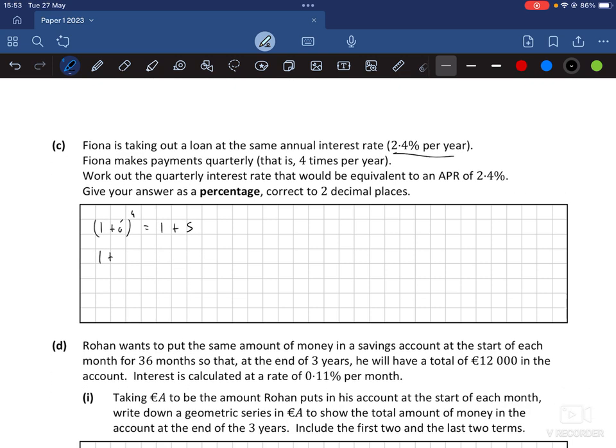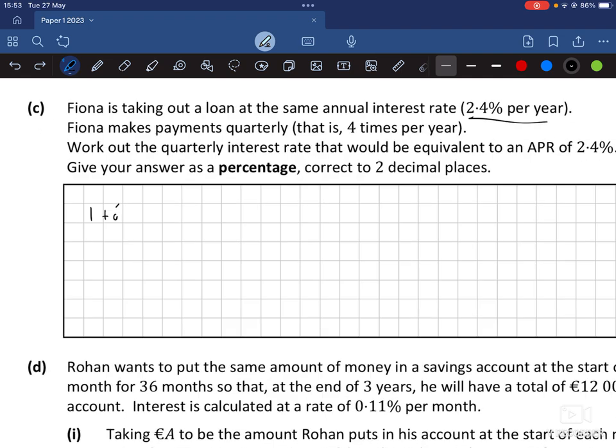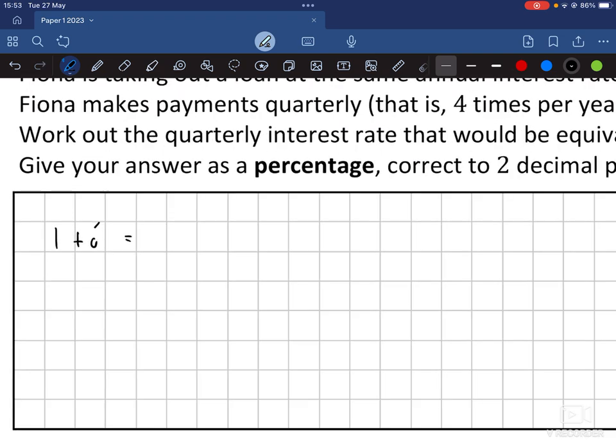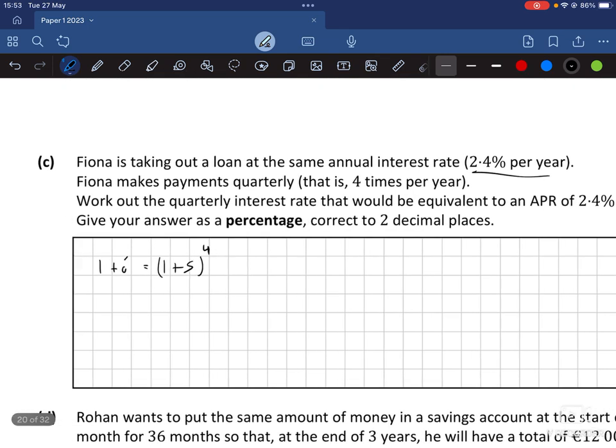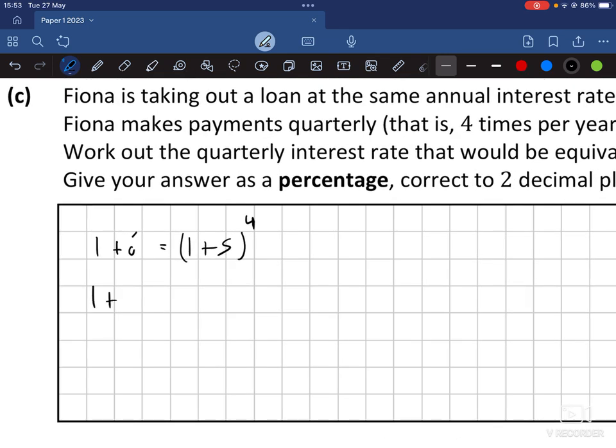Let's double check my formula is correct. Sorry, I did the same thing again. I think I did this when we were first doing it as well. I'm after writing it the wrong way around. So it's 1 plus I is equal to 1 plus S to the power of 4. Okay, my bad. So then what we do is put this in, 1 plus 2.4%.